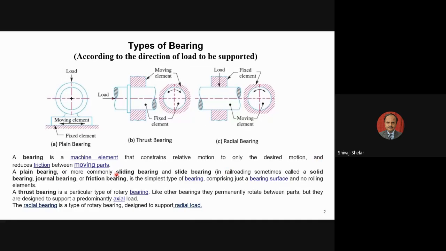When it is having relative motion with respect to the other surface, there will be friction. So the basic function of a bearing is to minimize this friction. To reduce the friction between moving parts, you cannot make it zero, but you can minimize it by various means, such as rolling elements or adding lubrication between these surfaces. So a bearing is a machine element that constrains relative motion to only the desired motion and reduces the friction between moving parts.